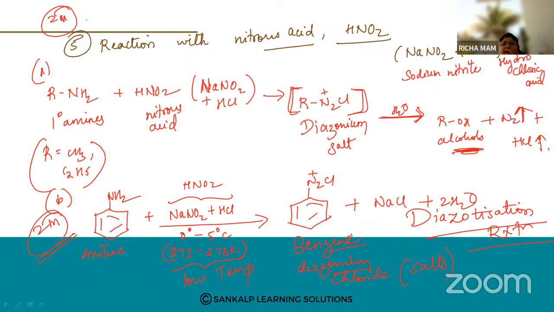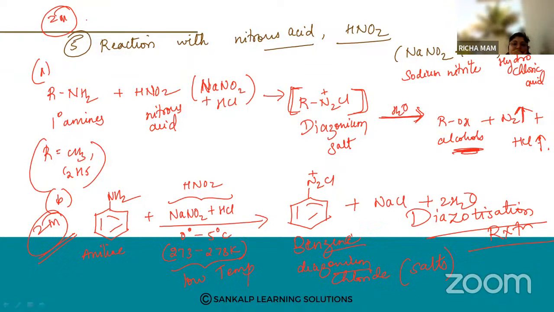All 6 preparations are important, but these 2 can be asked, one being the degradation reaction. Then we studied the physical properties. Then we started today with chemical properties. We studied first the basic character of amines, then the basicity of alkyl amines versus ammonia, as well as the basicity of aryl amines versus ammonia.